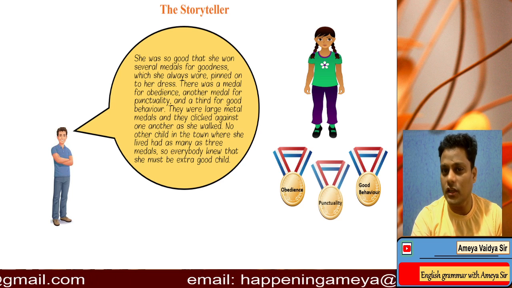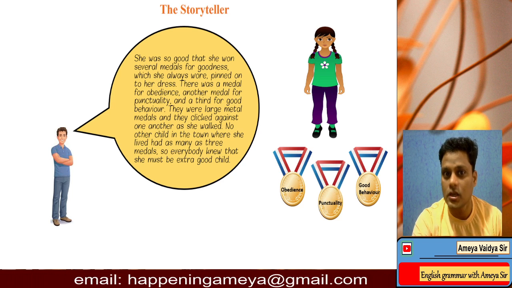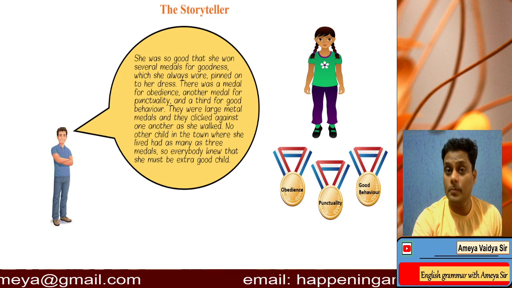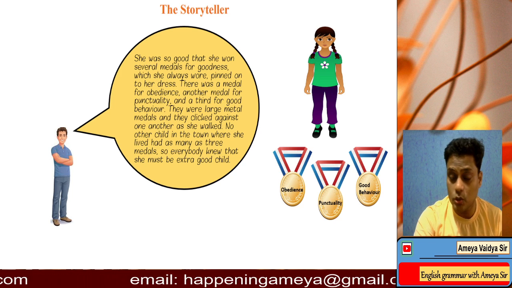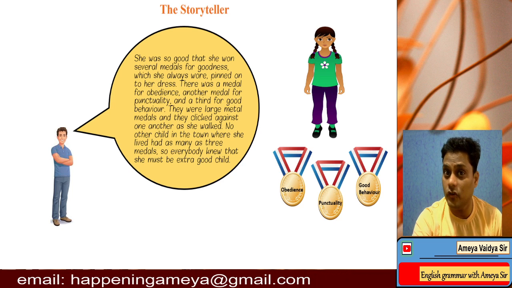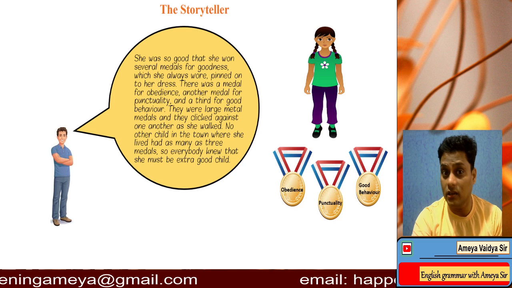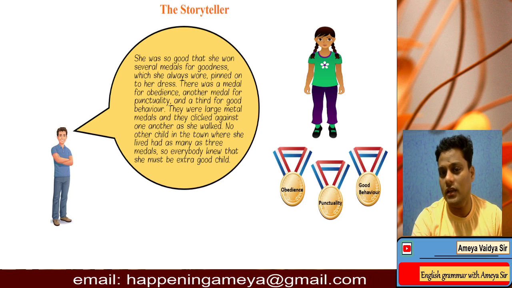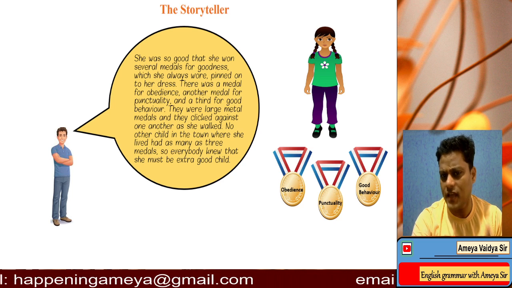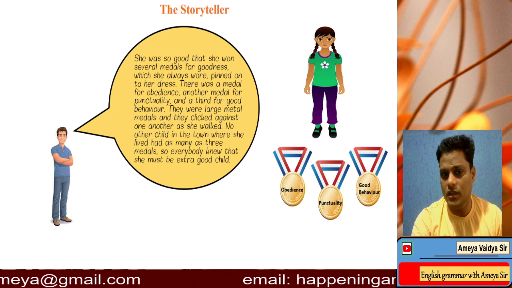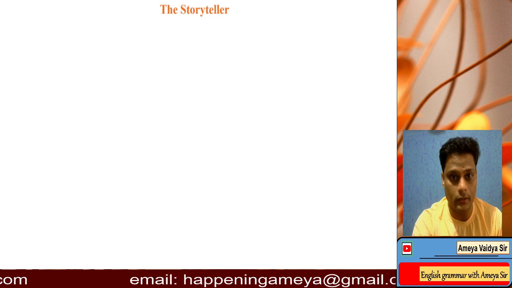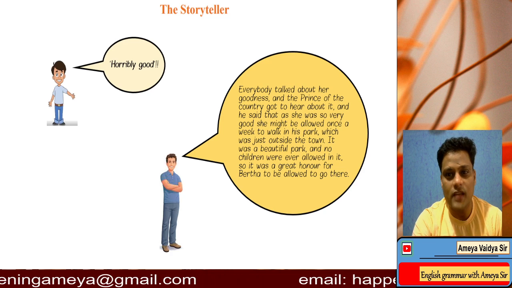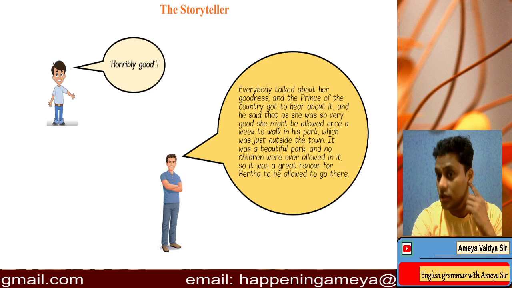"She was so good that she won several medals for goodness, which she always wore pinned on to her dress. There was a medal for obedience, another medal for punctuality, and a third for good behavior. They were large metal medals and they clicked against one another as she walked. No other child in the town where she lived had as many as 3 medals, so everybody knew that she must be an extra good child. Horribly good. Everybody talked about her goodness, and the prince of the country got to hear about it."